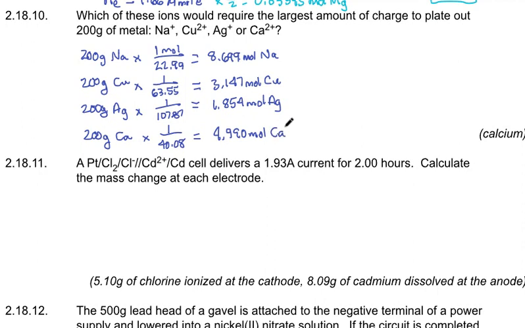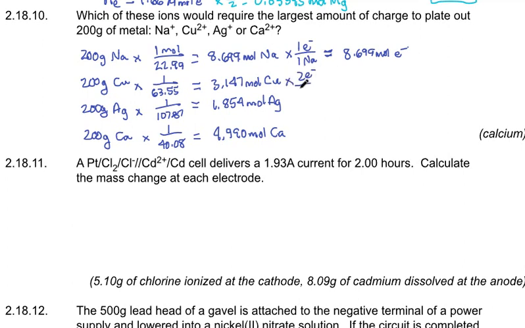Okay, so that's the moles of metal, good, but we need moles of electrons. So sodium ions are +1, as it shows here, which means it would only take 1 electron to reduce this. So this step is mathematically useless, but I'll put it in just to show you what's happening. It takes 1 electron to make 1 sodium, so we're going to need 8.699 moles of electrons to make that much sodium.